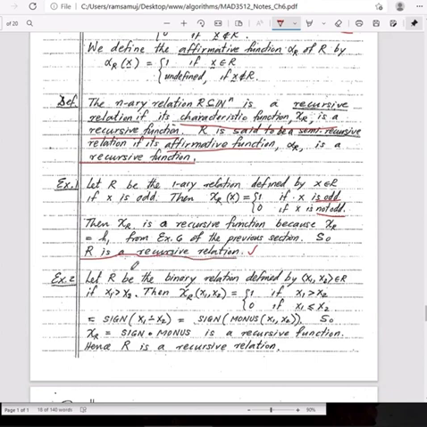All right. Let R be the binary relation defined by (x1, x2) is a member of R if x1 is greater than x2. So you're thinking, okay, greater than, that's a binary relation, I understand. But now it gets complicated. You get 1 if x1 is greater than x2. And if it's not, that means if x1 is less than or equal to x2, then you have to put 0. So I would like you to show if this guy is a recursive relation.